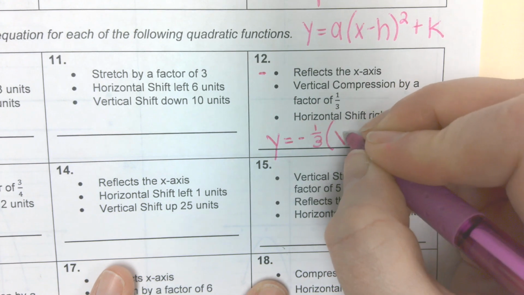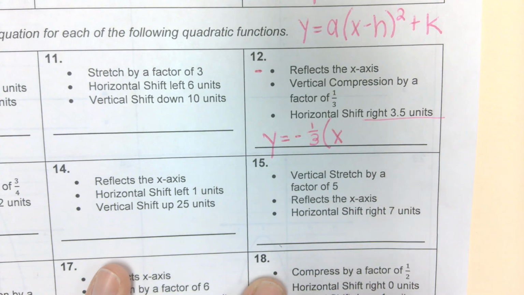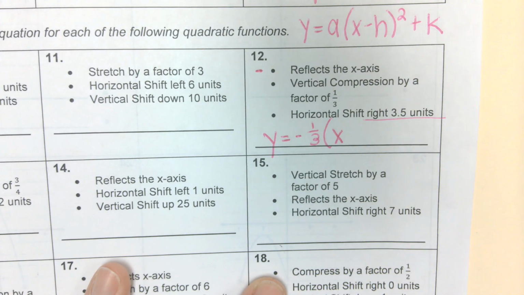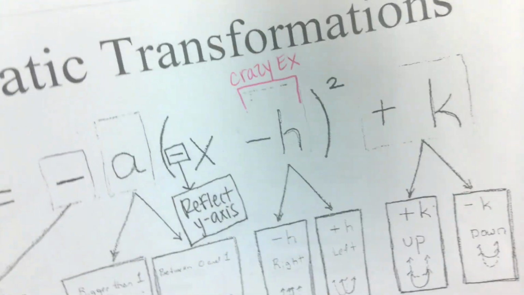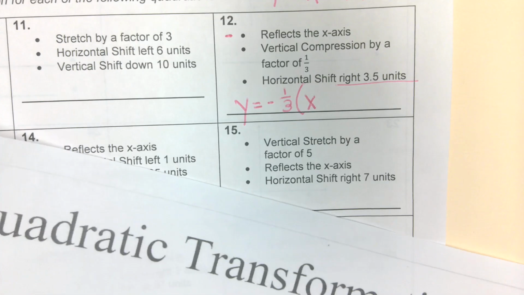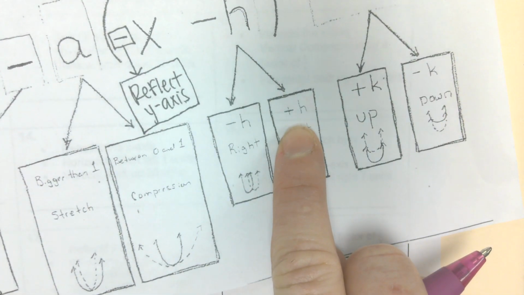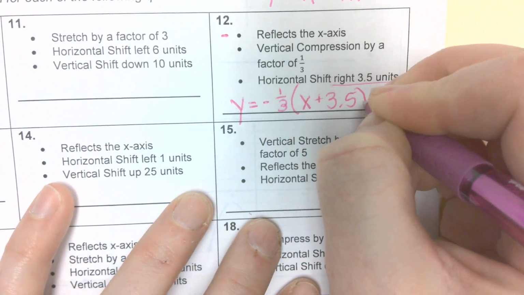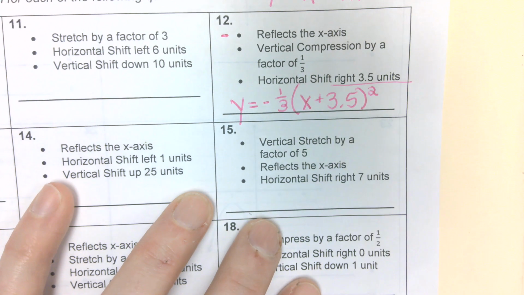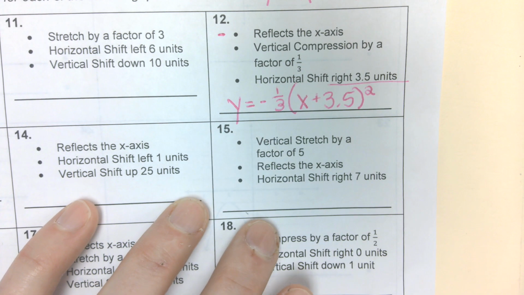And then X says horizontal shift right 3.5. So it's the opposite. Remember, it's your crazy X is your H. So whenever I look here, it says what? Right 3.5. So right means it's going to be plus 3.5 inside that parentheses. And then there's no K. It doesn't say up or down. So we're done right there. We're done with that one.